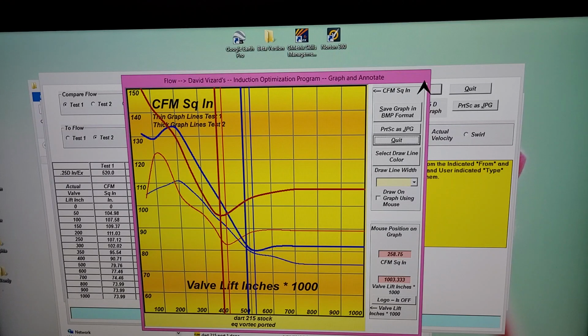The two narrow lines are the Dart, and the exhaust is pretty good. You got a decent amount of velocity on your exhaust. The intake is not great. And take a look at what we did on the EQs. My radius exhaust really works well. Just saying.